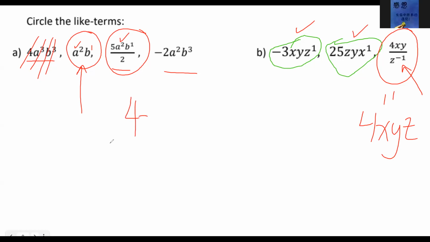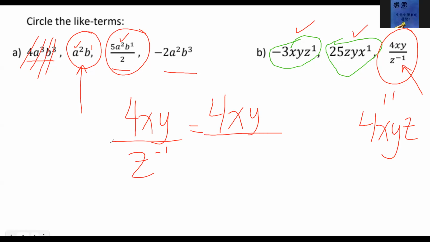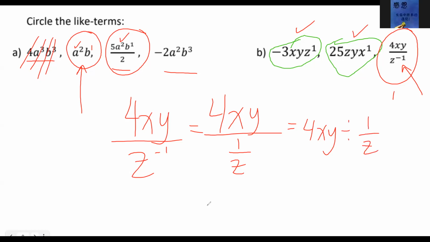Maybe I'll take over here. Look, 4xy z to the negative 1 can be rewritten like this. 4xy over z to the negative 1 is the same thing as 1 over z. Okay, now I have 4xy divided by 1 over z, which is equal to 4xy. When I'm dividing fractions, I turn the division into multiplication and I take the reciprocal of this second fraction. Okay, do you all see that? So this becomes 4xyz.